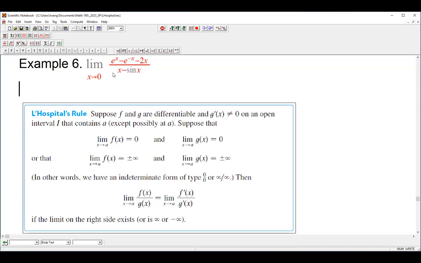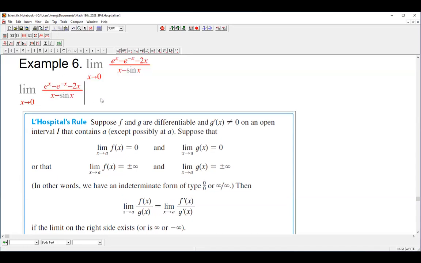When x is approaching 0, e to the power x approaching 1. So this is approaching 1. So 1 minus 1 is 0. X approaching 0. So the numerator approaching 0. Denominator is 0 minus 0. So we have a 0 over 0 form. So we can apply L'Hopital rule. Okay, so we're going to apply L'Hopital rule.